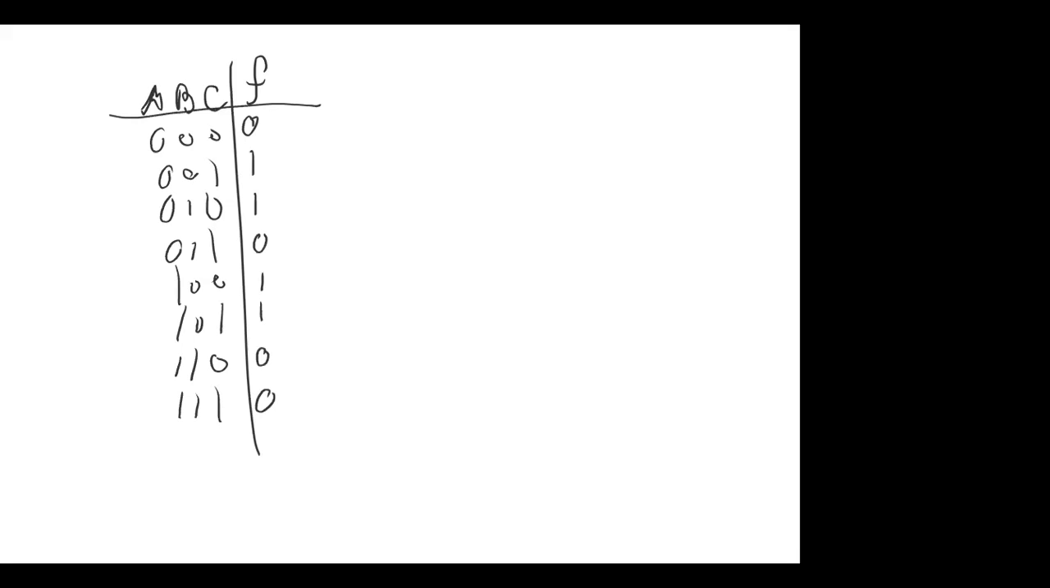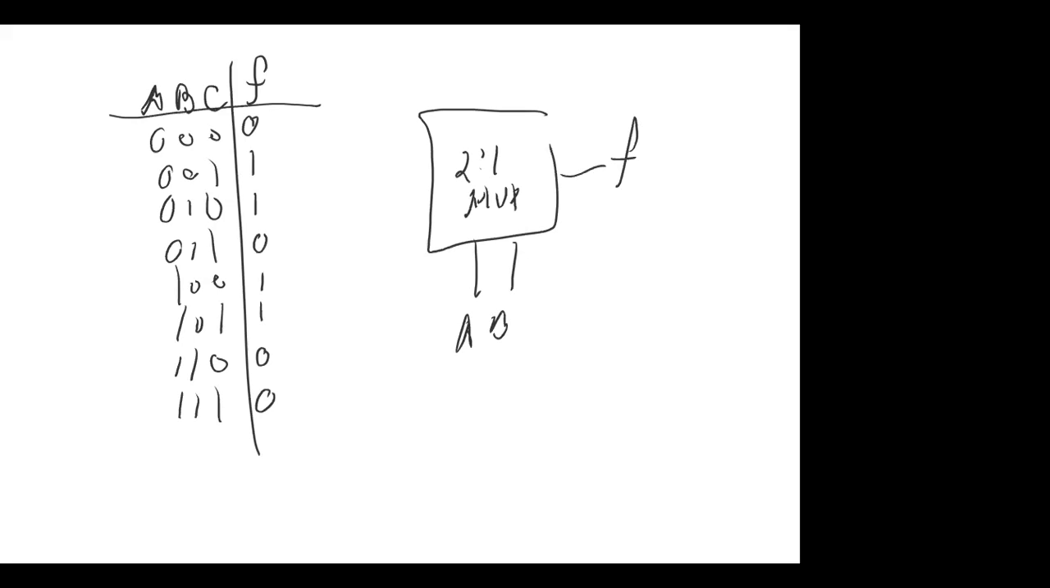Now let's get our little 2-to-1 MUX, A and B and F, 0, 1, 2, 3. All right, how shall we wire up the 2-to-1 multiplexer to implement the 3-variable truth table?